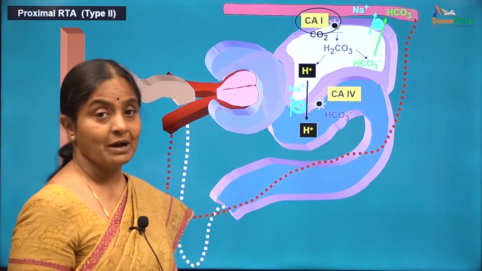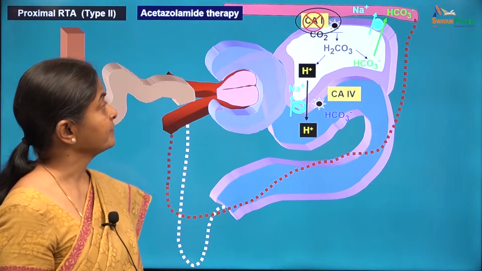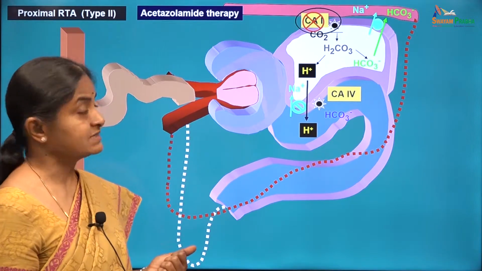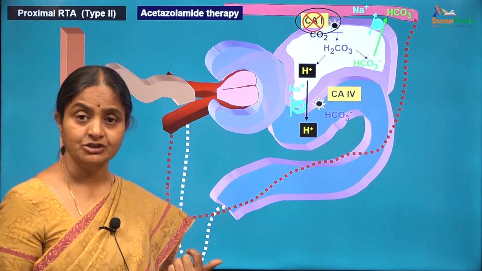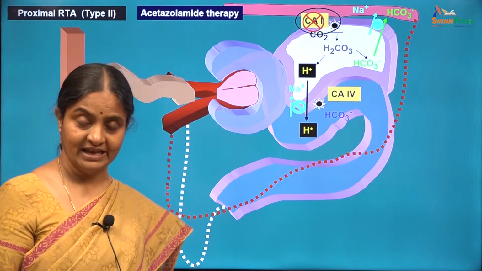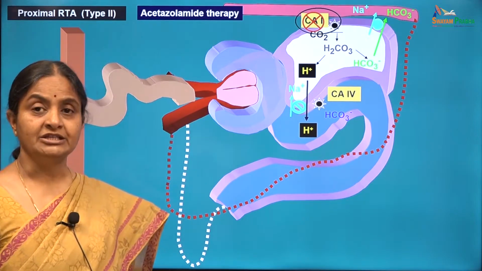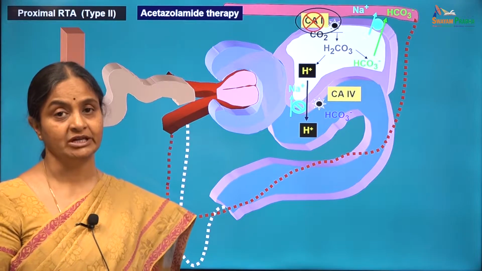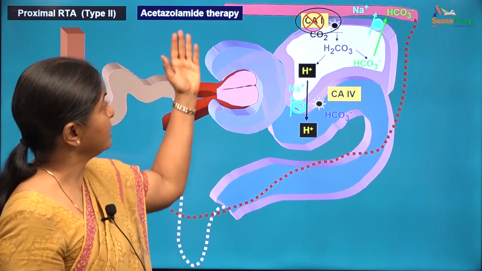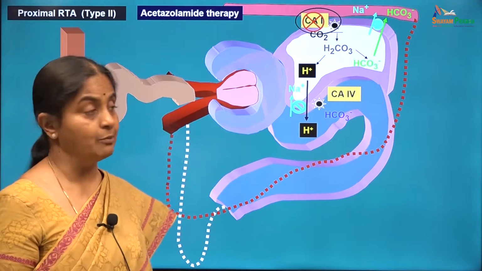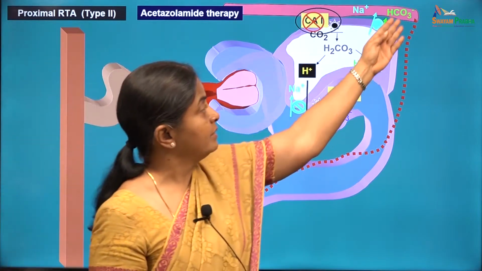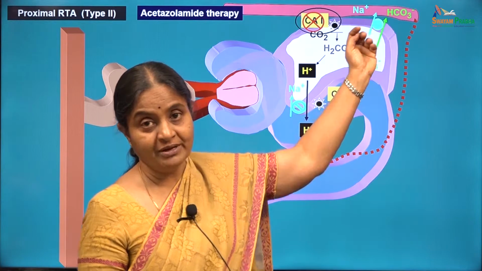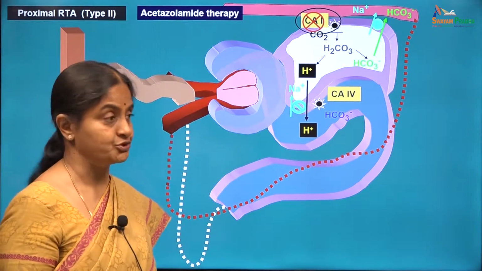Let us take the case of carbonic anhydrase first. A good example is acetazolamide therapy. Acetazolamide is an inhibitor of carbonic anhydrase. It is used in therapeutics as a diuretic and sometimes as a respiratory stimulant. When acetazolamide inhibits the carbonic anhydrase enzyme, enough bicarbonate cannot be formed, and that can lead to metabolic acidosis.